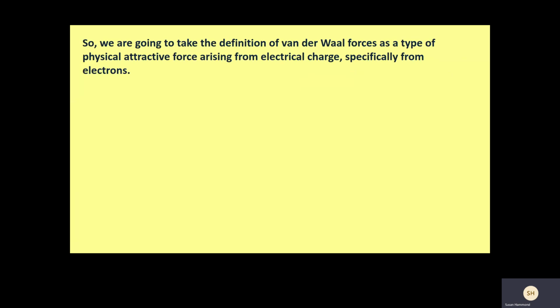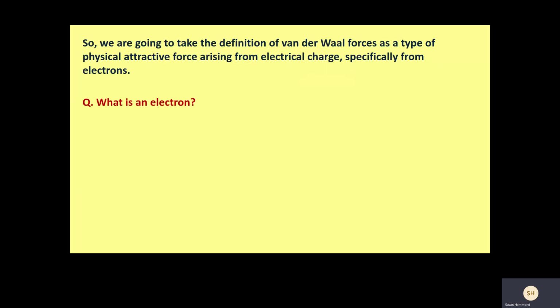So back to the GCSE. What we're going to do is look at van der Waals forces as physical forces, and also crucially, they are attractive forces. Chemistry is very, very precise. So it's no good just saying it's a force. You have to specify whether you're attracting something or repelling something.